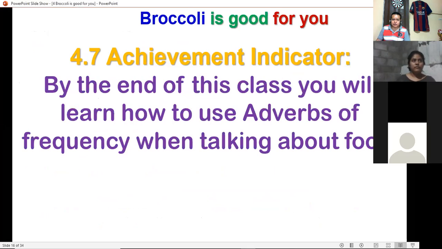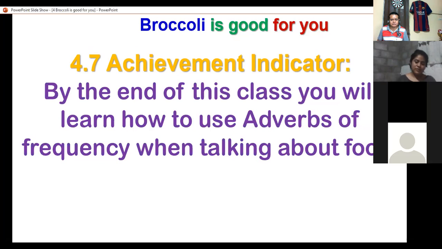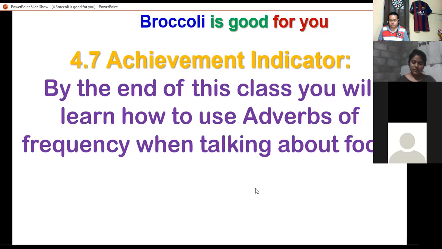4.7 achievement indicator. By the end of this class, you will learn how to use adverbs of frequency when talking about food. Ok, let's all read, please. 4.7. Achievement indicator. By the end of this class, you learn about food.